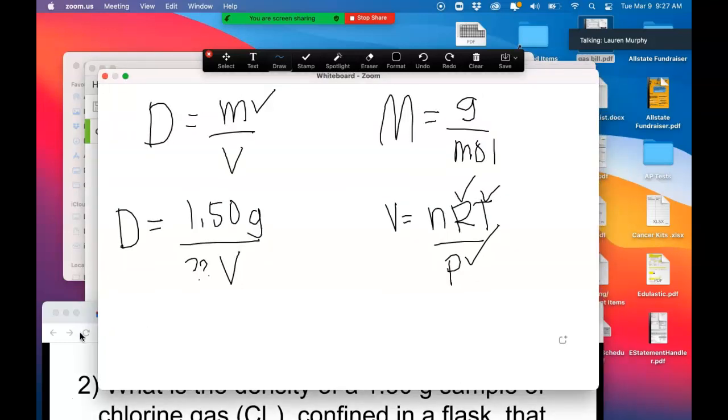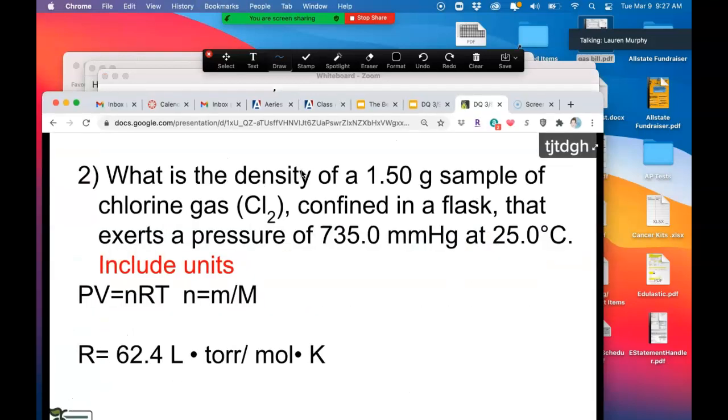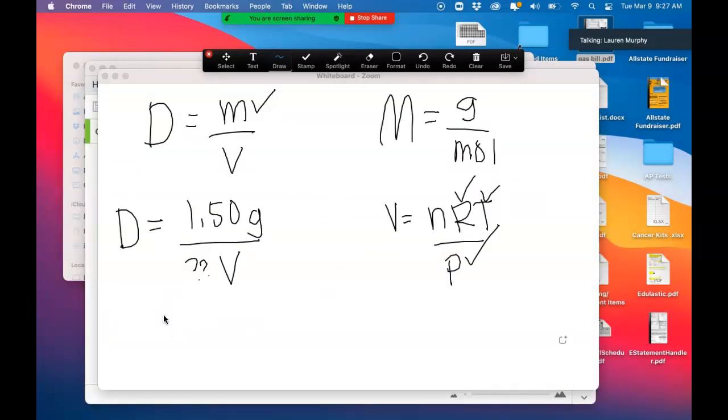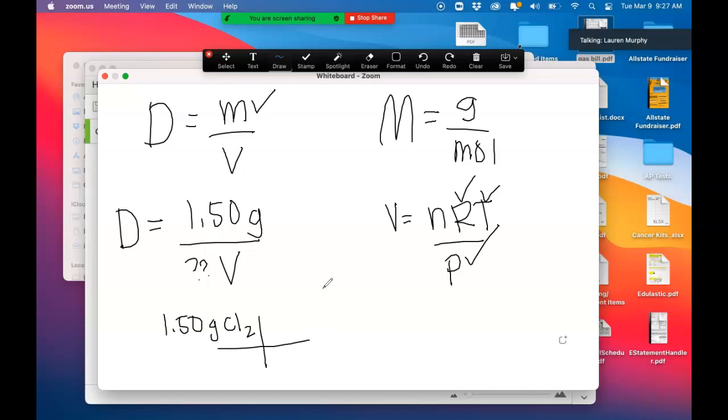Now, in the problem, I didn't give you moles, but I gave you grams, and I told you what the gas was, so I can turn grams into moles. So if you do 1.50 grams of chlorine gas, and you go on the periodic table, chlorine is 35.45 grams per mole. So that's 70.9, because there's two of them, right? Grams per mole. Now I do have moles, right? So I can plug and chug. The moles is 1.5 divided by 70.9. The moles comes out to be 0.0211 and so on.